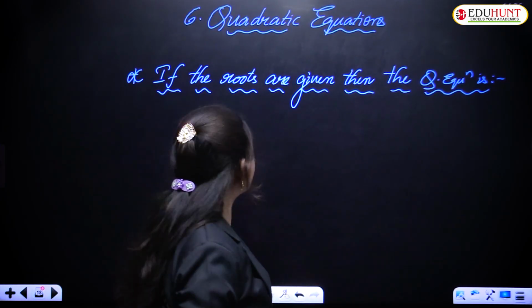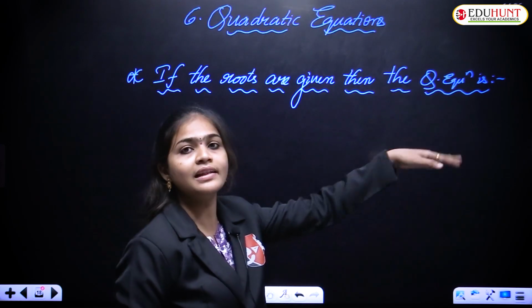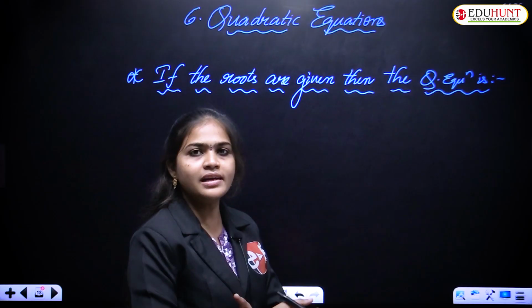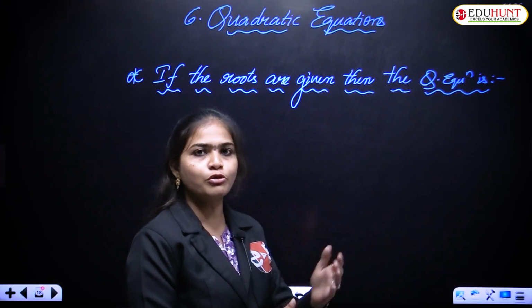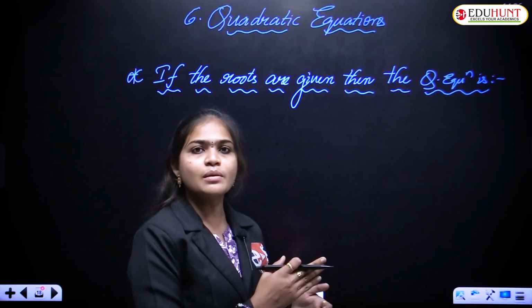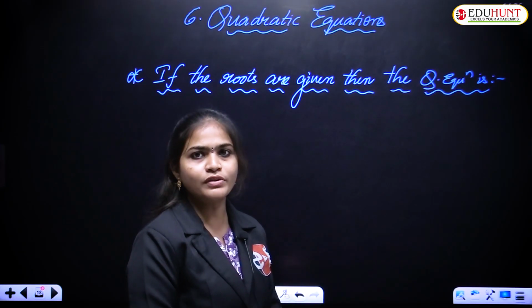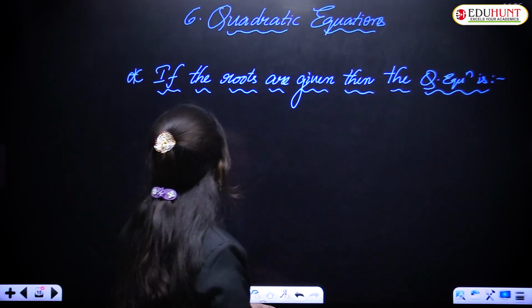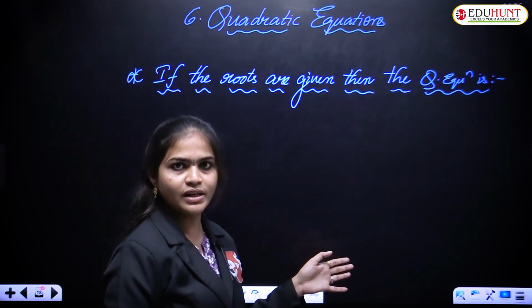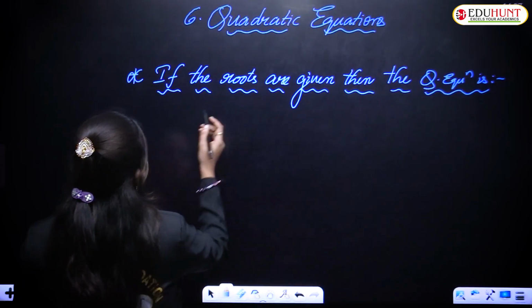Okay, so what is this? If only the roots are given, then what is the quadratic equation? Previously we discussed that if the equation is given, how to find the roots, and in the same way the sum of the roots, difference of the roots and product of the roots. We discussed it, right? So here, if the roots are given, then what is the equation? Here we don't know the equation. Okay, so see here.